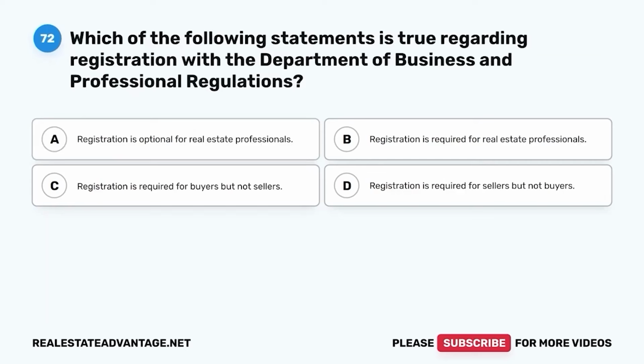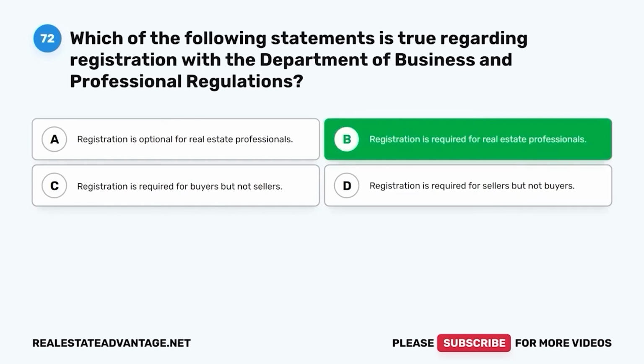Question 72. Which of the following statements is true regarding registration with the Department of Business and Professional Regulations? A. Registration is optional for real estate professionals. B. Registration is required for real estate professionals. C. Registration is required for buyers but not sellers. D. Registration is required for sellers but not buyers. The correct answer is B.